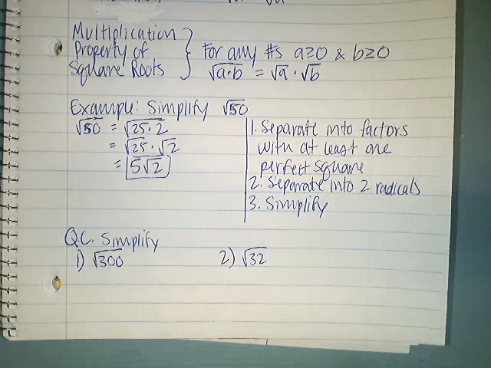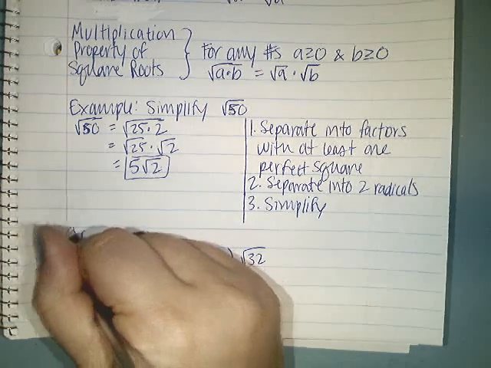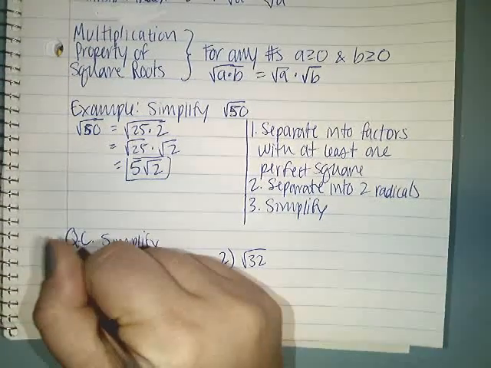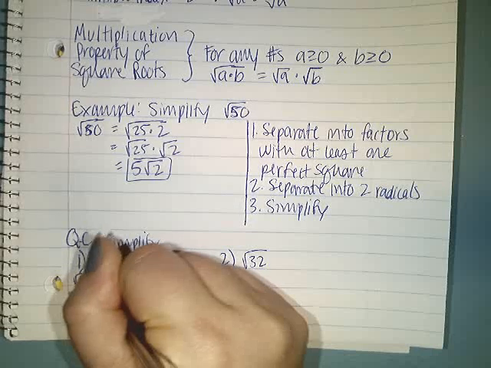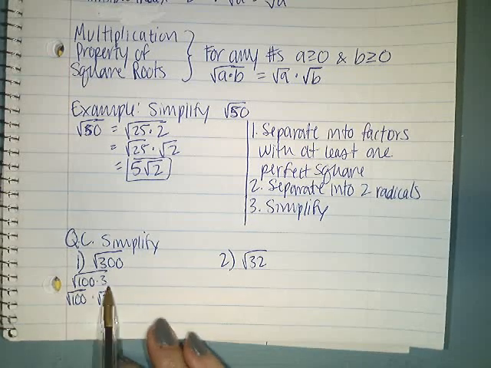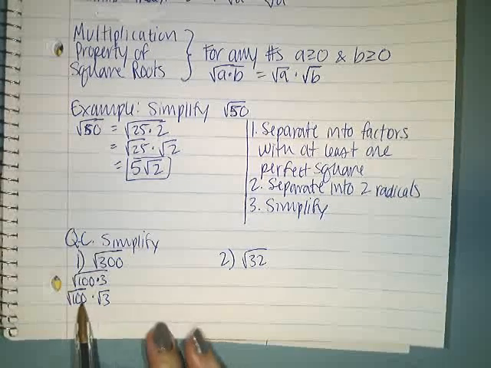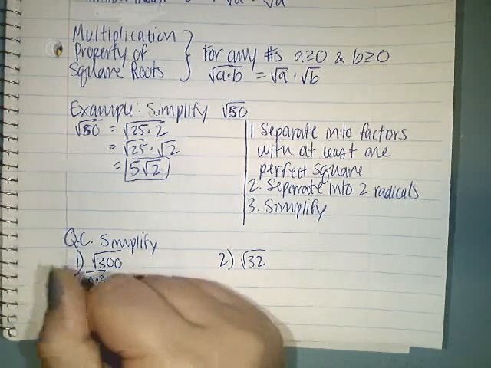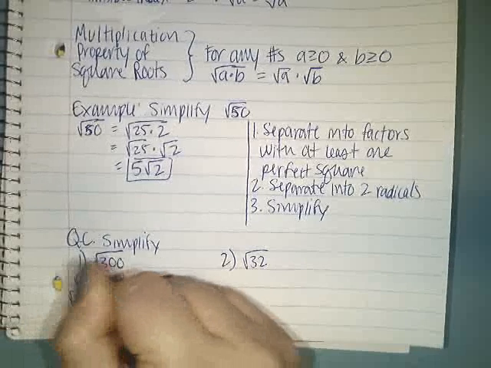So I know a perfect square that goes into 300 is 100. So I'm going to rewrite this as 100 times 300, which becomes the square root of 100 times the square root of 3. Sorry, it's 100 times 300, I meant 100 times 3. So square root of 100 times 3 becomes square root of 100 times the square root of 3, which becomes 10 square root of 3.